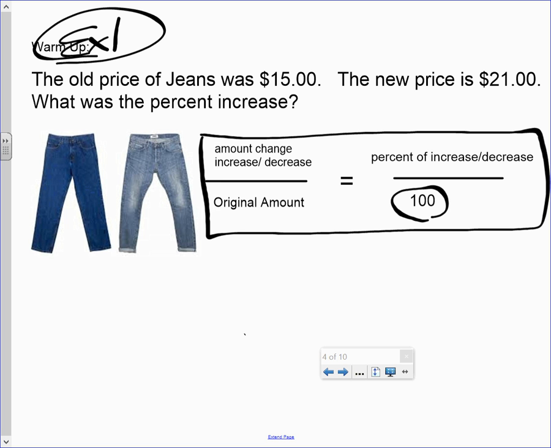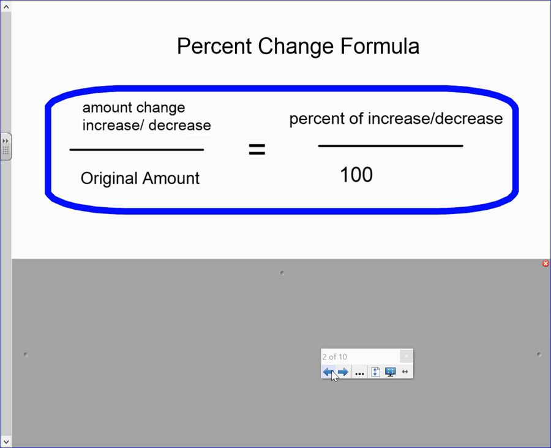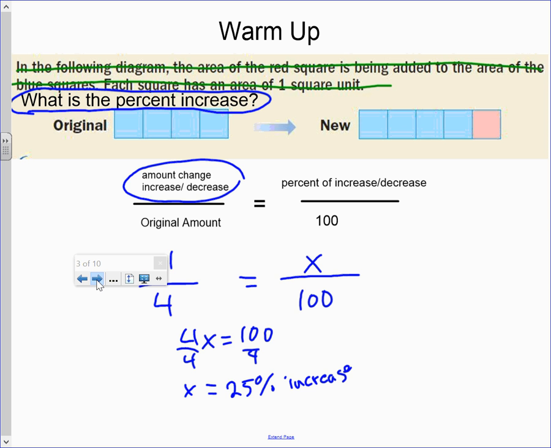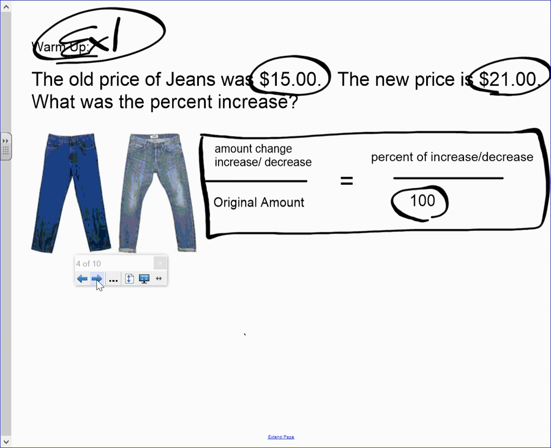This is where you put all the items. So the old price of jeans was 15 bucks. The new price is 21 bucks. Look at the formula. The amount of change from the old to the new falls away. The original amount, the percent increase or decrease is right here above 100. So let's go ahead and plug and chug here. Notice the percent is always over 100, because that's what percent means, out of 100.